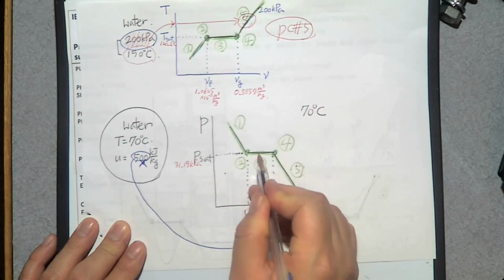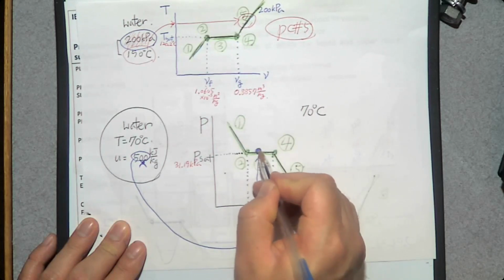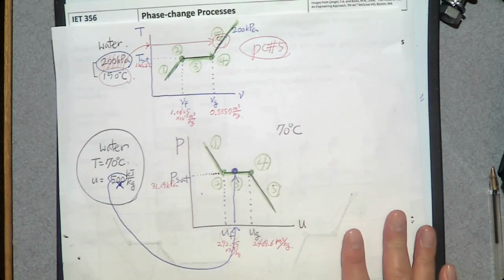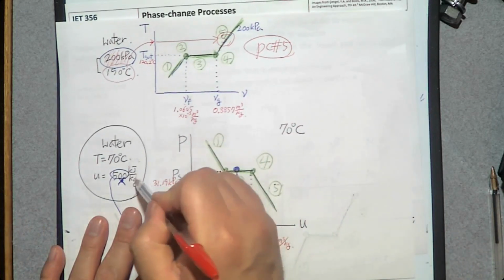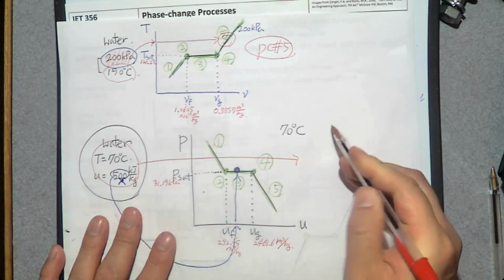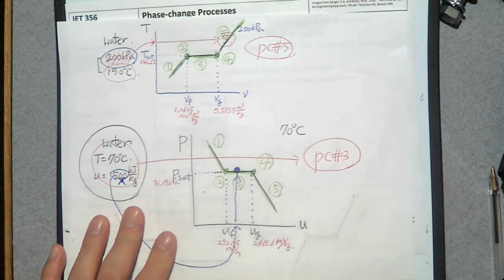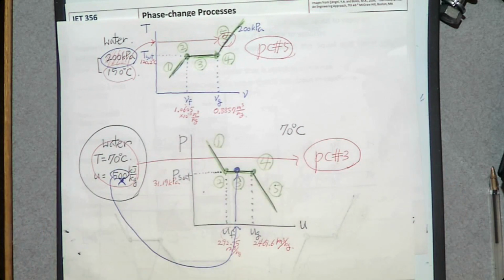So where is our system? This point. So what is the phase change process? Number 7, right? No, 3. So what is number 3? Saturated mixture. So from here, you can say, oh, at this temperature and this U, we have phase change process number 3, saturated mixture. So presently, it is boiling. You have liquid and vapor together in the system.